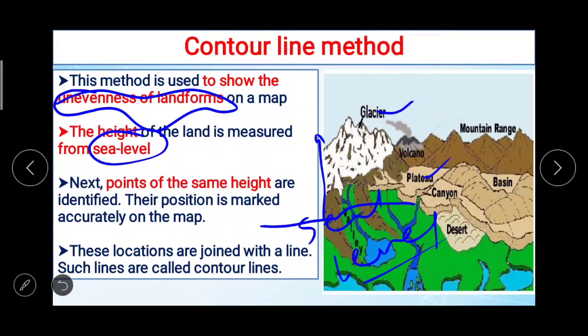Next, points of the same height are identified. Their position is marked accurately on the map. For example, this one and this one both are the same. तो इनकी position को ध्यान में रखा जाता है. And these locations are joined with a line, and such lines are called contour lines.